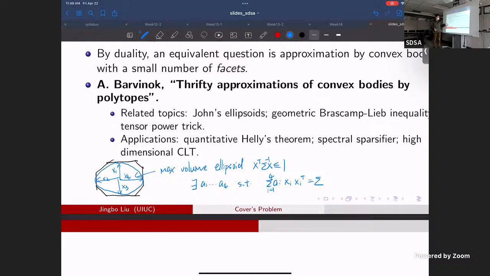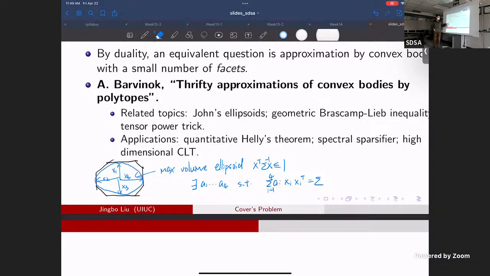Okay, so these techniques are very useful in many other problems, like some problems in convex geometry called Helly's theorem, and also in data science and graph theory, there is something called a spectral sparsifier of some graph or some matrix. Basically, given a positive semi-definite matrix, you want to approximate it using a sum of rank one matrices. So this gives you a way to represent it using a sum of rank one matrices.